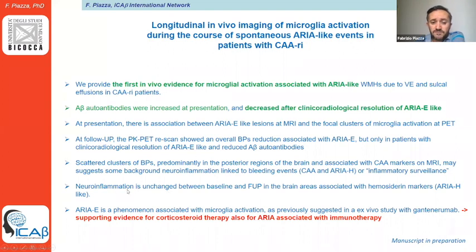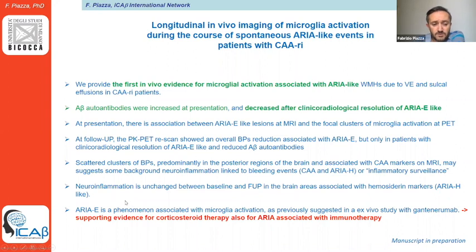While we found that neuroinflammation was unchanged between the baseline and the follow-up in the brain areas associated with the ARIA-H-like marker, meaning that neuroinflammation is not acutely activated only during these events, but is likely related to CAA, so background inflammatory events that we know can occur also in CAA.